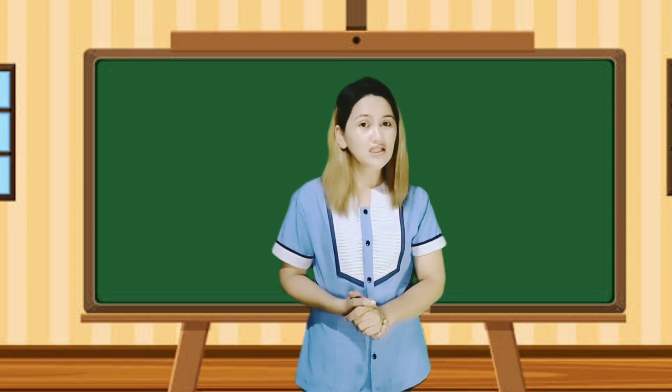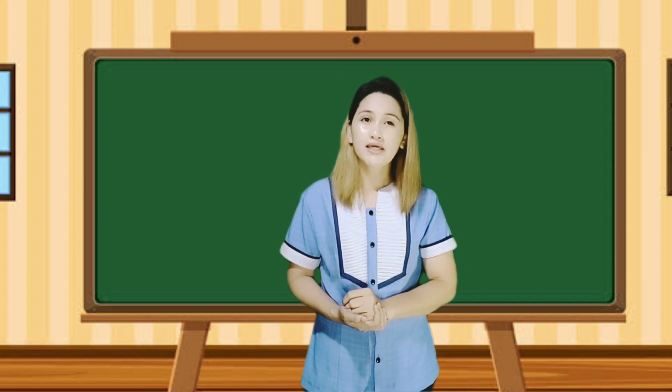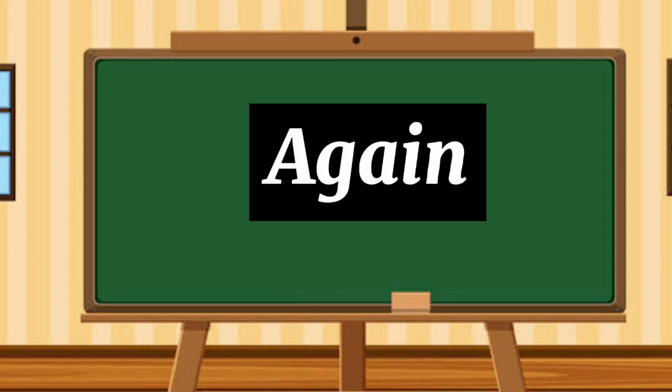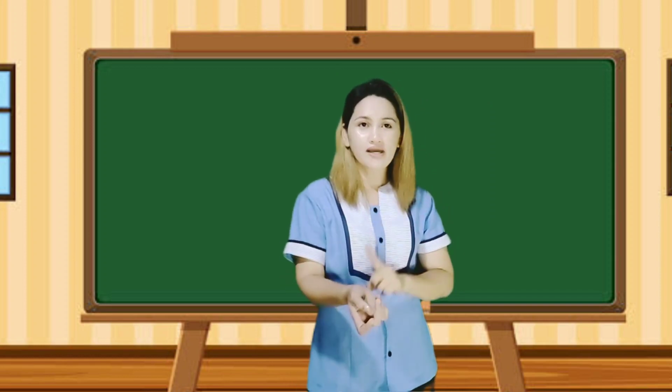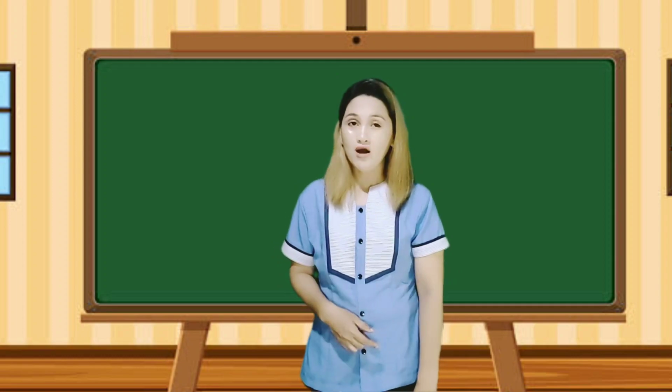Your pulse can be located at several places on your body. The two most common locations are the carotid pulse and the radial pulse. But first, let me teach you how to locate your pulse.